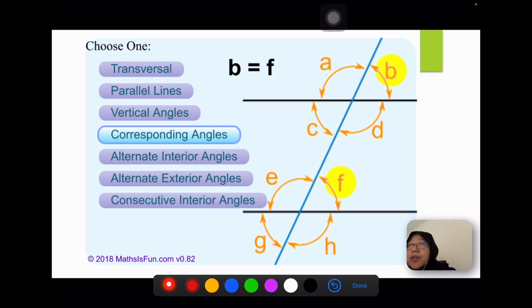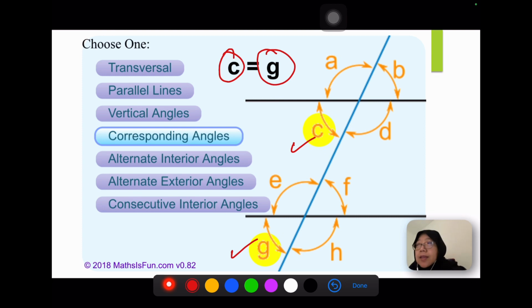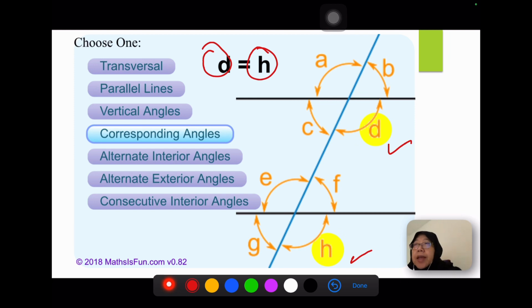Other corresponding angles will be B and F. This is B, this is F here. Are there any more? Yes, there are. C and G. So this is C, this is G. These are corresponding angles. Next, we have D and H. So the D is here, the H is here. So you see that the corresponding angles are angles that are on the same sides but on different lines.